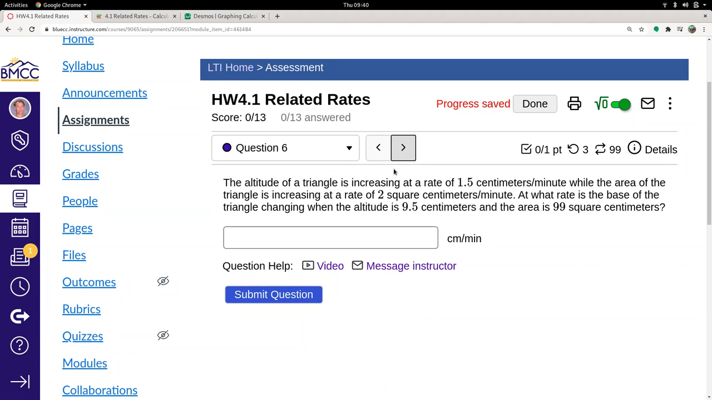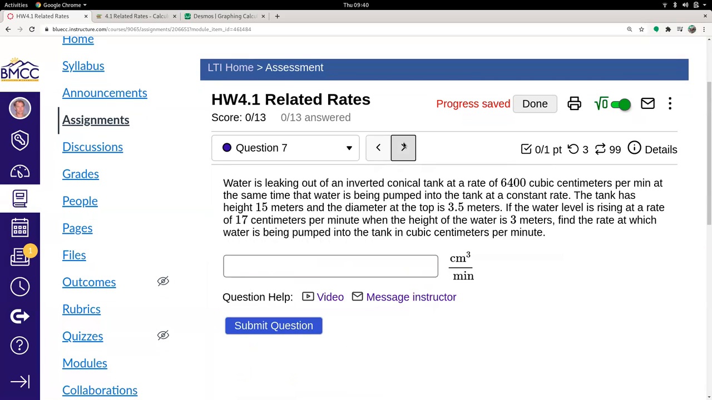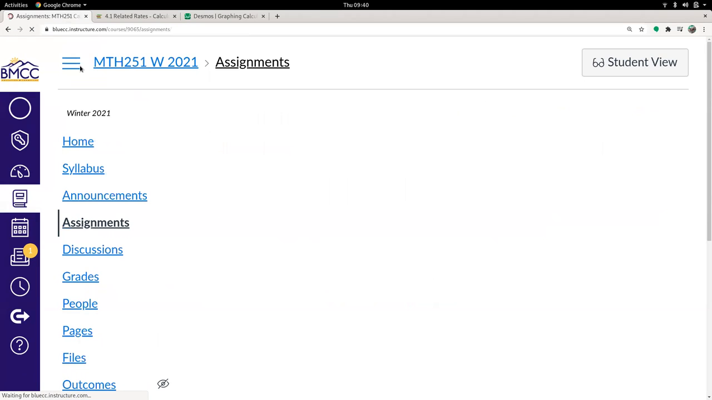Altitude of a triangle. So this one is kind of similar to the one we just did, but we don't have a right triangle. This is a good one right here. All right. This one's a bit challenging. So we'll be able to set it up. We may have time to solve it. And we have another day on this.